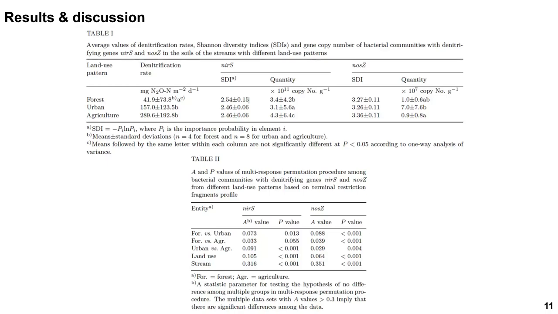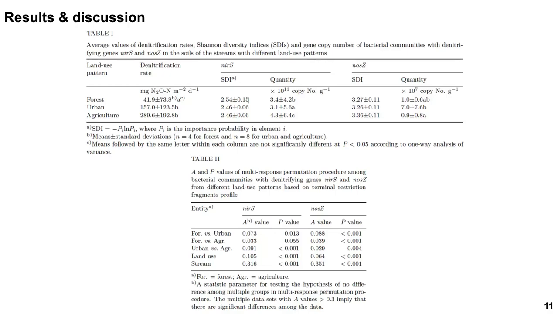The A value is the statistic parameter for testing the hypothesis in multiple groups in MRPP, and multiple data sets with A value greater than 0.3 imply that there are significant differences among the data. And here the A value of MRPP was higher than 0.3 in a test among the streams and much lower than 0.3 in the test among the land use patterns in both bacterial diversity sets targeting NAR-S and NOS-Z, which are the genes in table 2.